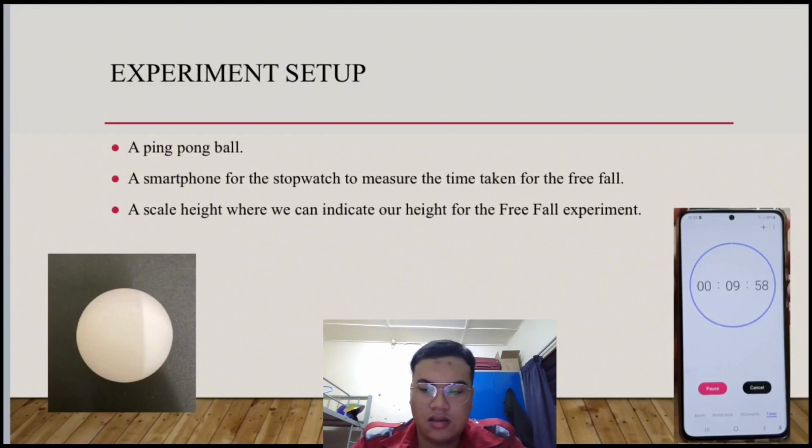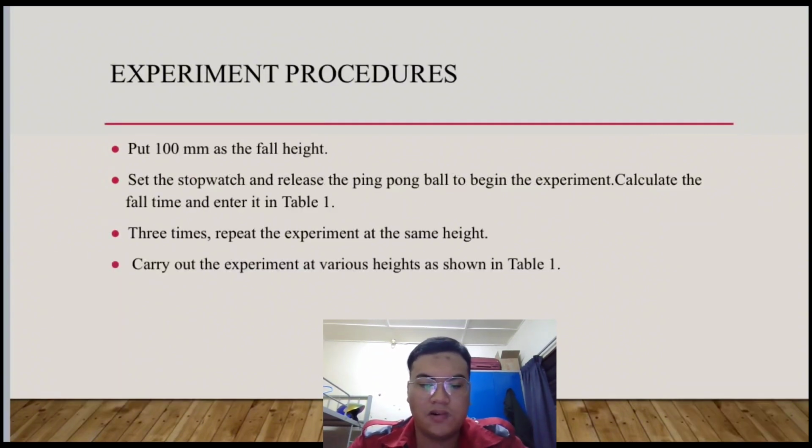Next I'm going to talk about the experiment procedures. First we put 100 millimeter as the fall height. Next, we set the stopwatch and release the ping pong ball to begin the experiment. Calculate the fall time, and enter it in table 1. We repeat 3 times for the experiment at the same height and carry out the experiment at various heights as shown in table 1. And that's all from me.